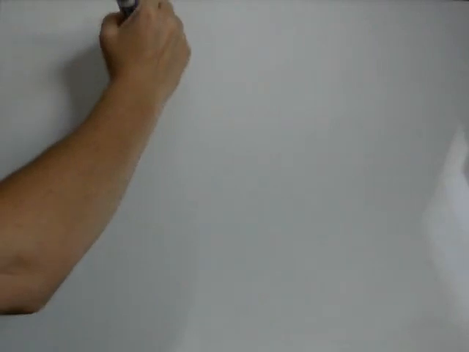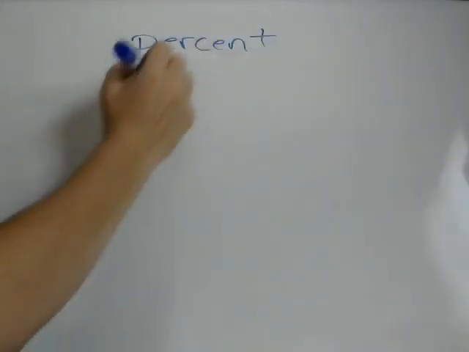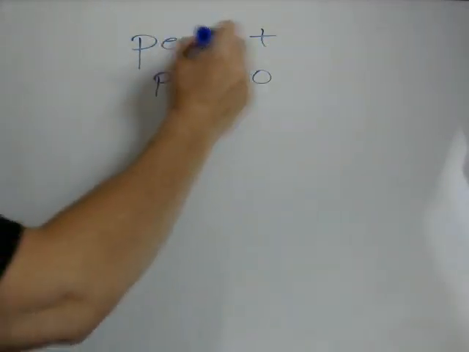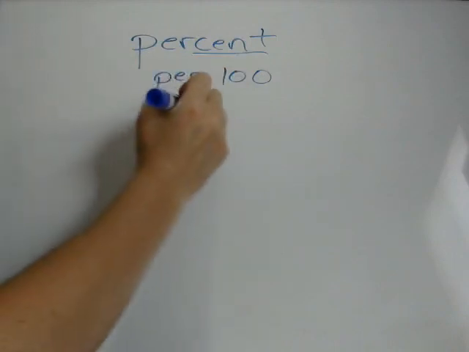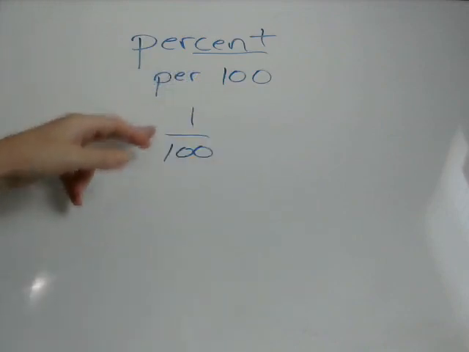So first, if you think about percent, it really means per 100, because cent is really about 100. If you think of century, there's 100 cents in a dollar. So it's per 100. So really when we say percent, it's a shorthand for writing 1 over 100. It's 1 per 100.